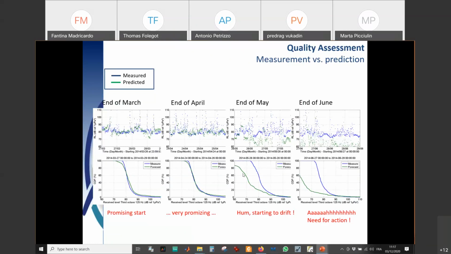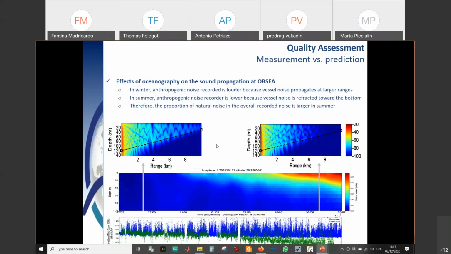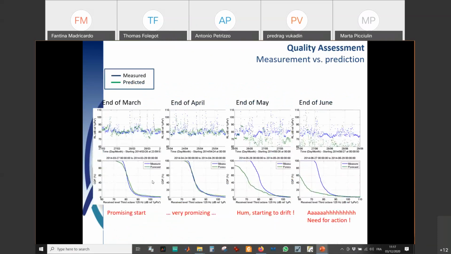So what is happening here? Actually, it's the oceanography that is changing during time. The hydrophone is not moving, so it's not the hydrophone. The bathymetry is not changing, so nothing is changing but the oceanography.